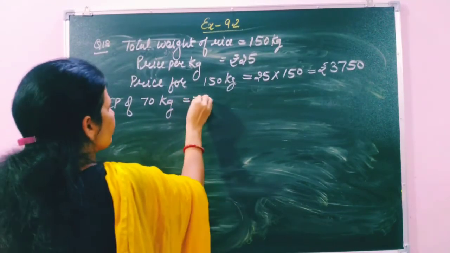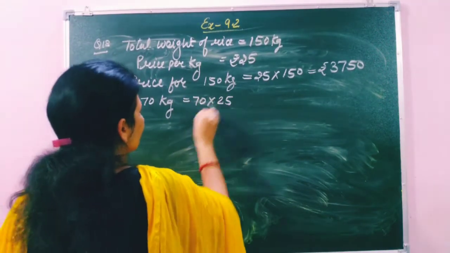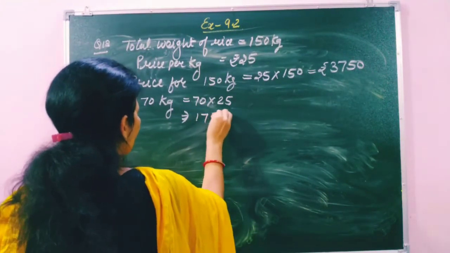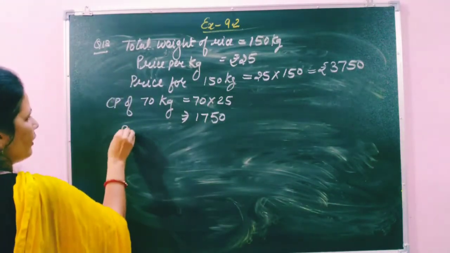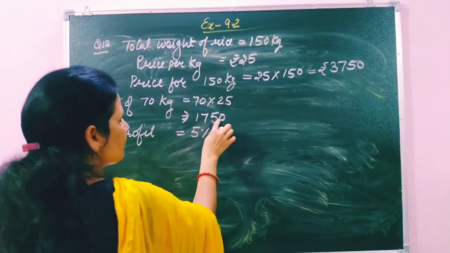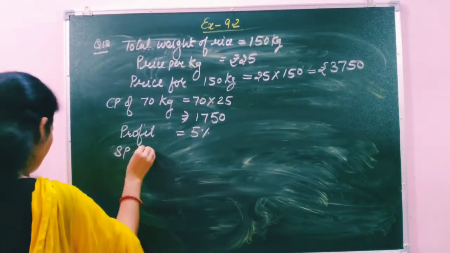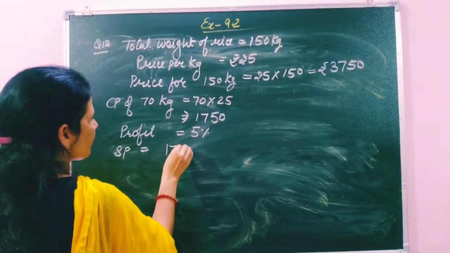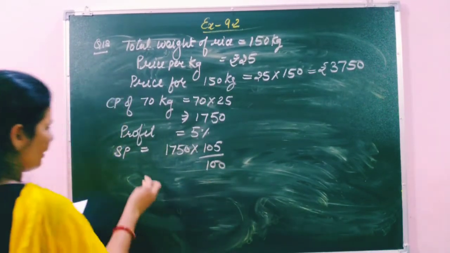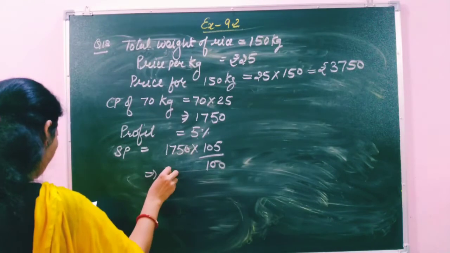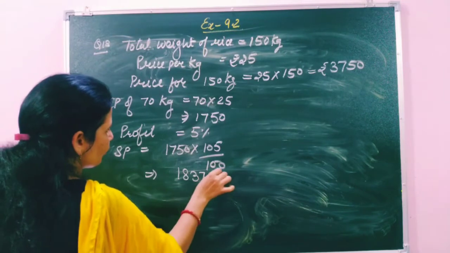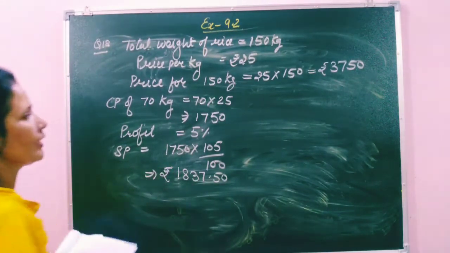Now he sells first 70 kg, so the CP of 70 kg means 70 multiplied by 25. That is rupees 1750. And he sold this at 5% profit. So students, we have CP and profit also. Can we find the SP from here? Yes. How to find the SP? CP multiplied by 105 and divided by 100. When we solve this one, we get rupees 1837.50. This is the SP of 70 kg.